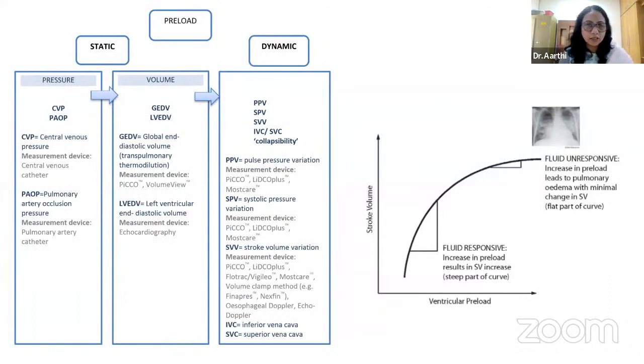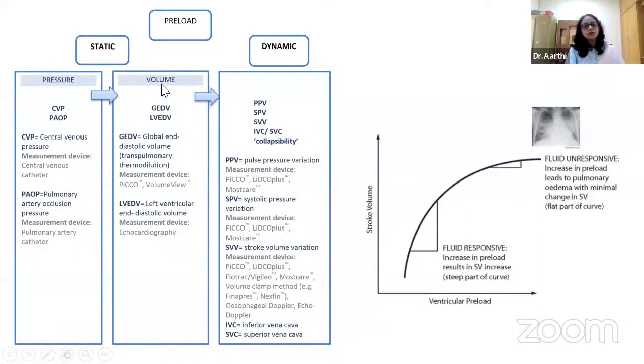So to summarize the parameters used to assess invasive hemodynamic monitoring, there are static parameters and dynamic parameters. Static parameters, as we are aware, are the central venous pressure and pulmonary artery occlusion pressure. These static parameters reliably reflect the preload only when the patient is on the steep part of the Frank-Starling curve. Once the patient is on the horizontal or flat part of the curve, these static parameters might not reflect the preload of the heart.